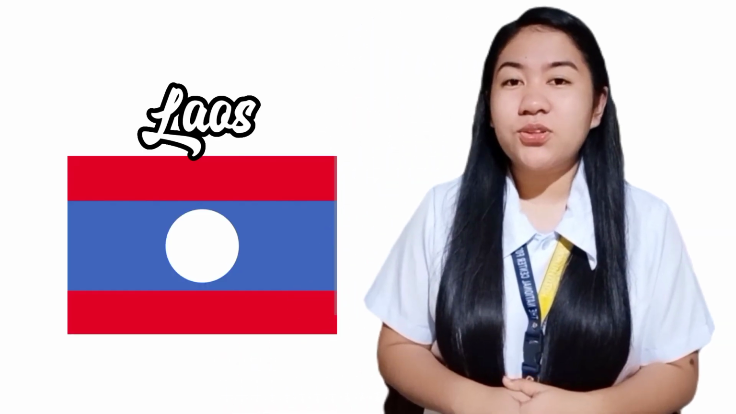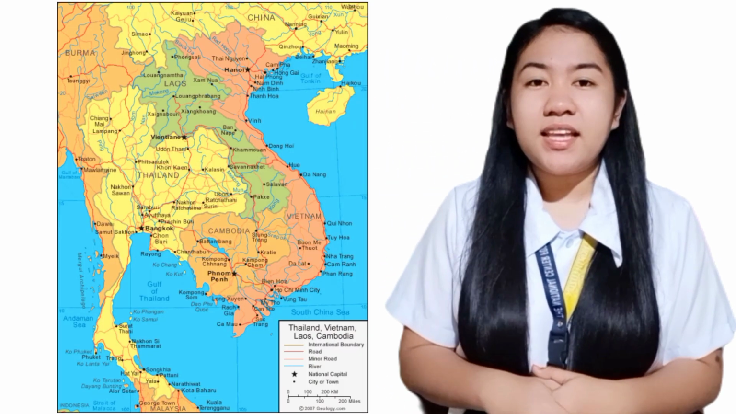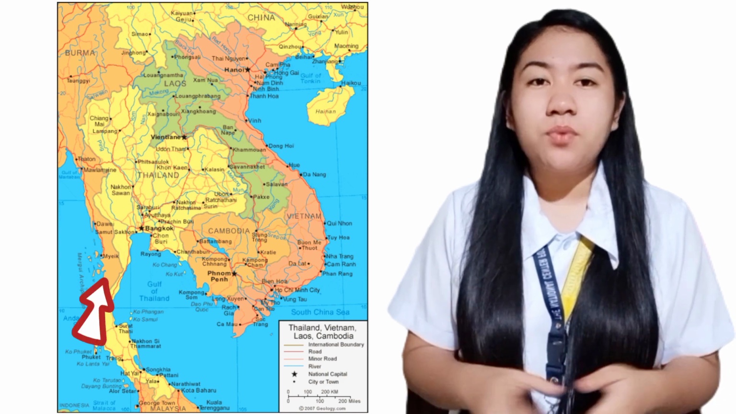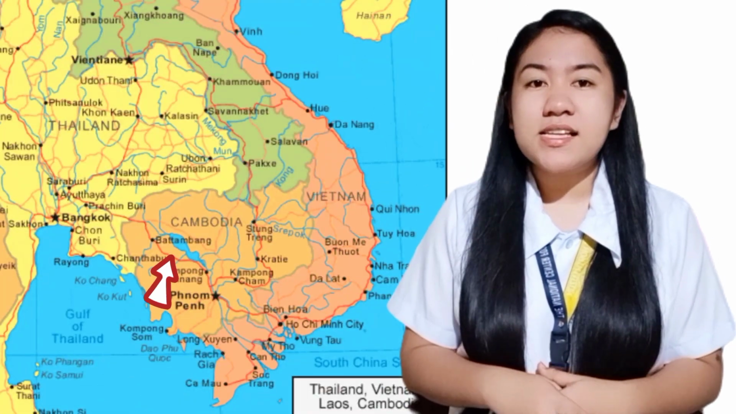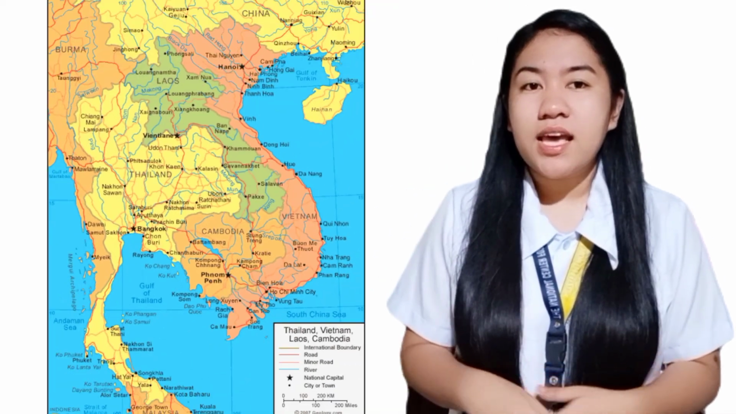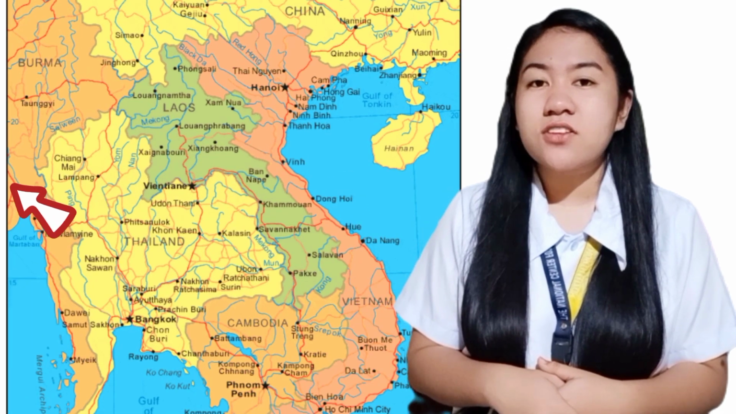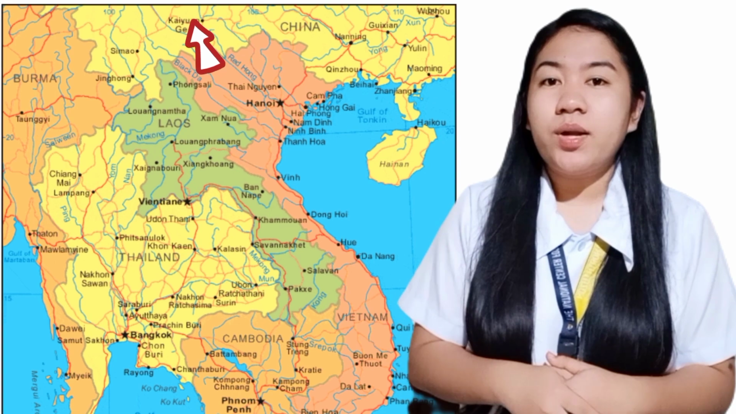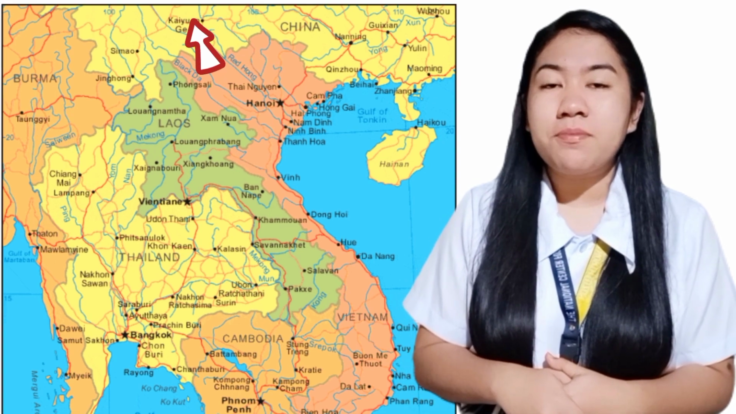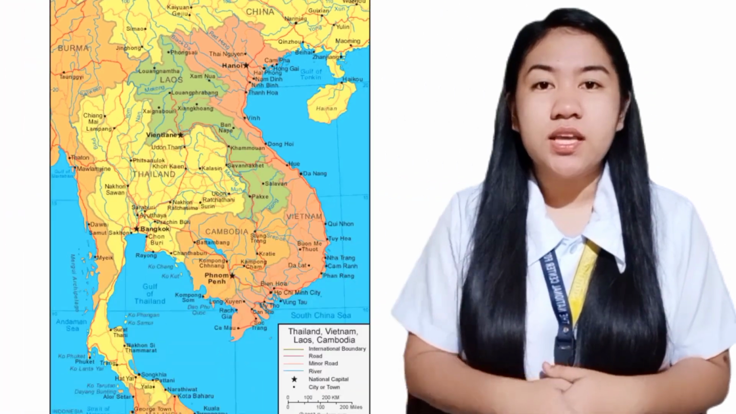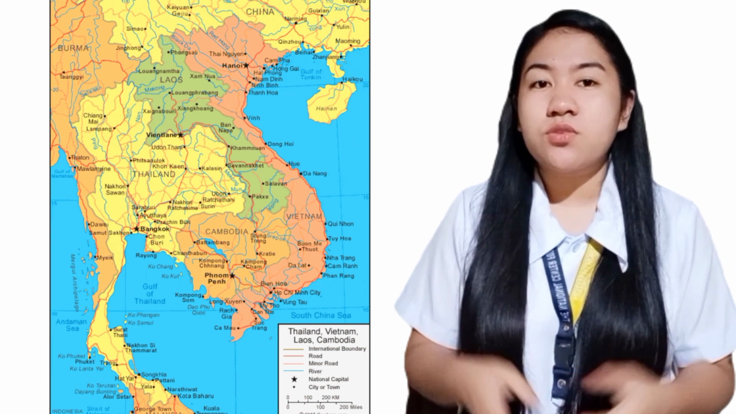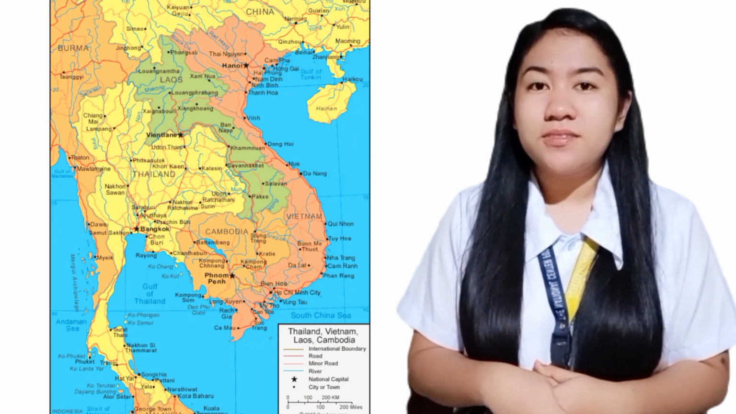Let's now move on to Laos. Laos is located in southeastern Asia. It is bordered by Thailand and Myanmar or Burma to the west, China to the north, Vietnam to the east, and Cambodia to the south. Its absolute location is 19.8563 degrees north, which is the latitude, and 102.4955 degrees east, which is the longitude. Laos is an Asian country situated above the equator.